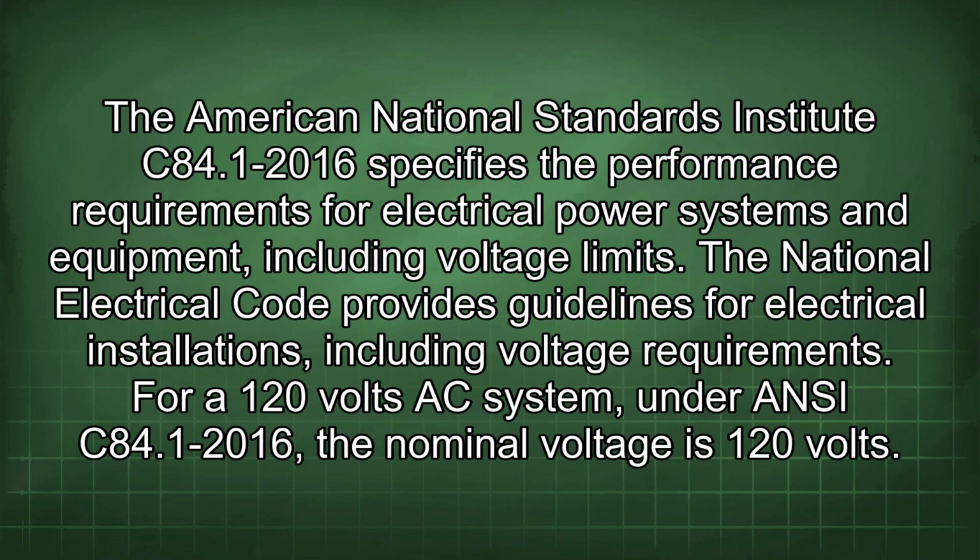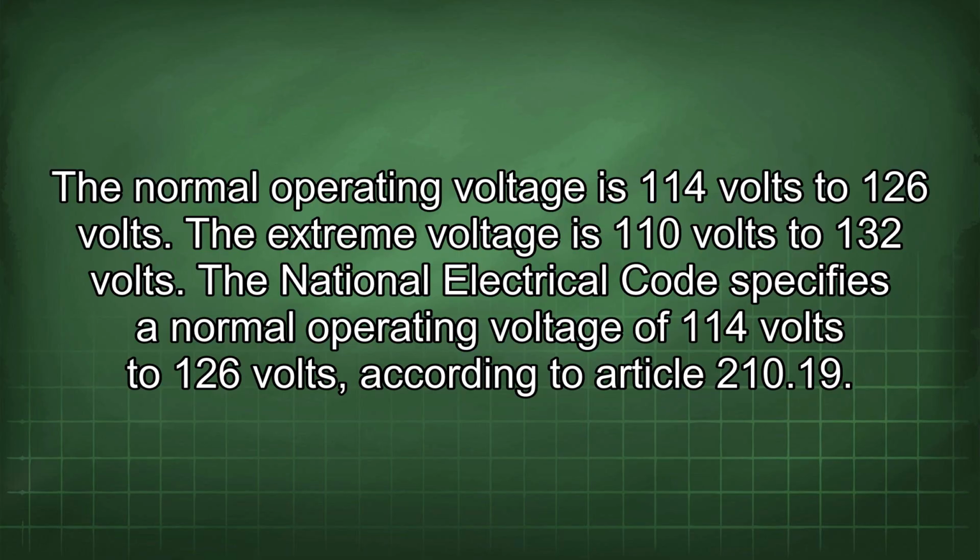For a 120 volts AC system, under ANSI C84.1-2016, the nominal voltage is 120 volts. The normal operating voltage is 114 volts to 126 volts. The extreme voltage is 110 volts to 132 volts. The National Electrical Code specifies a normal operating voltage of 114 volts to 126 volts according to Article 210.19.